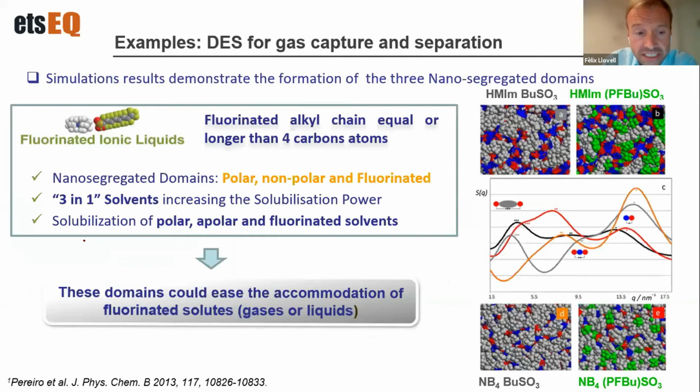The simulation results that were performed by co-workers demonstrated that when we fluorinate the alkyl chain of ionic liquids, 3 nanosegregated domains appear: a polar, a non-polar, and a fluorinated domain. And this automatically increases the solubilization power of these molecules. The idea is that if we can also fluorinate deep eutectic solvents, they would probably become attractive to become good solvents for refrigerants that have also a lot of fluorine atoms.